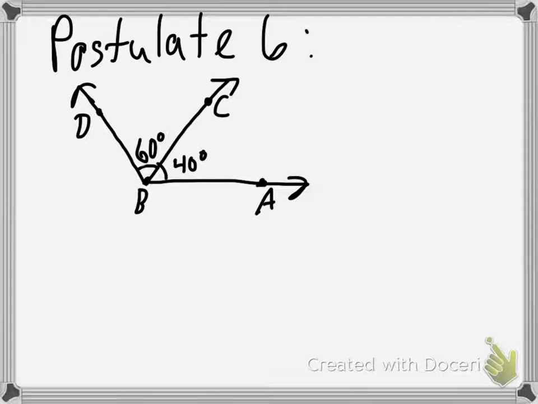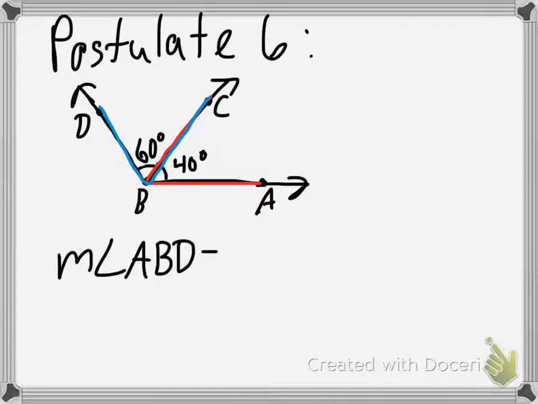Next we have another postulate. Here we have two angles. We have angle ABC. Let me highlight that real fast. We have angle ABC. Then we also have angle CBD. My question for you is, what is the measure of angle ABD equal?